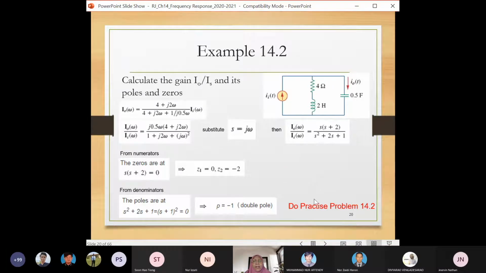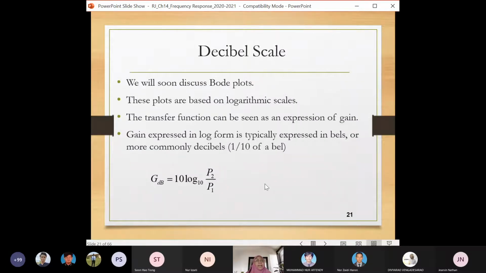Okay, then if you do practice problem 14.2, you can explore more on the poles and zeros of a transfer function. Okay, then decibel scale.